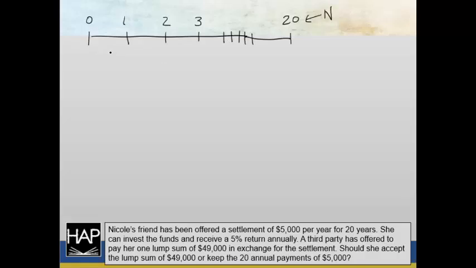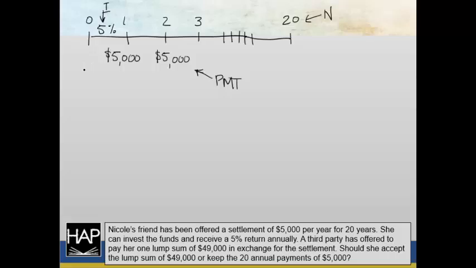I also know that my friend has been offered a payment of $5,000 at the end of each year for 20 years. So these are the payment amounts. And then lastly, we know that my friend could invest the $5,000 payments in a bank account and receive a 5% annual return on investment. So this is going to be the interest rate that we'll use in our calculations.